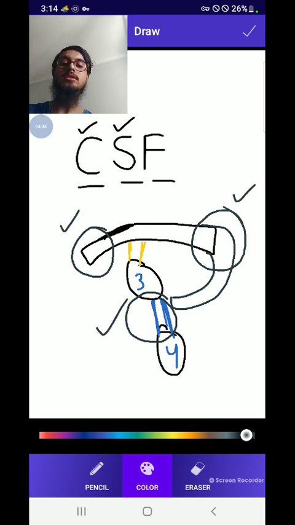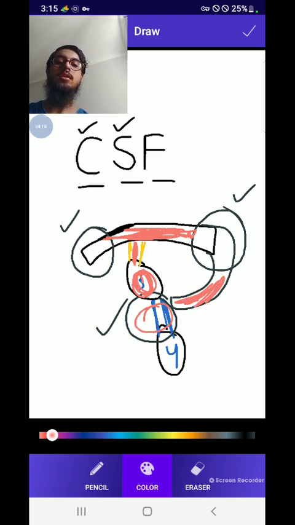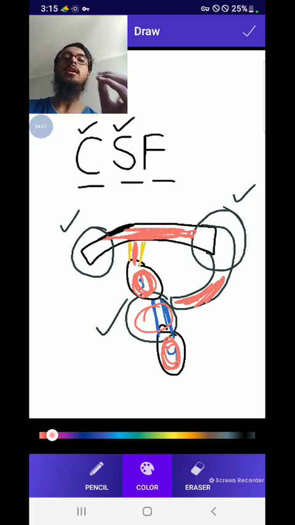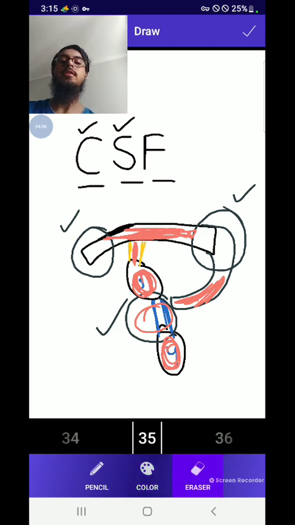All other areas which I highlighted in color here, the third ventricle, the inferior horn, and the fourth ventricle, all produce CSF. And you know the definition of CSF: it is a clear, colorless, transparent fluid which travels around the cerebral hemispheres of the brain and the spinal cord. This is the simple definition of CSF.